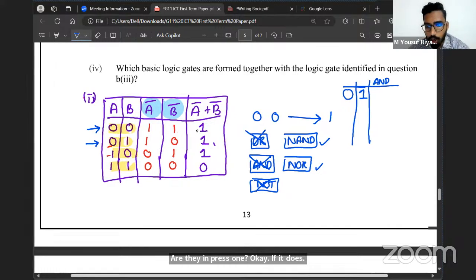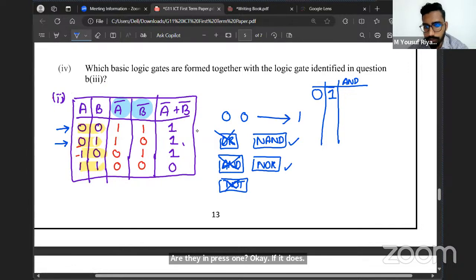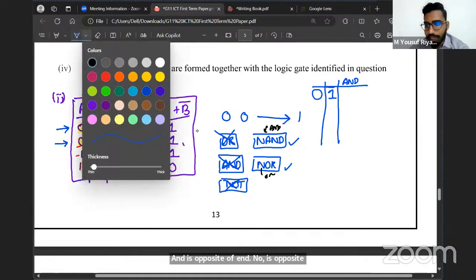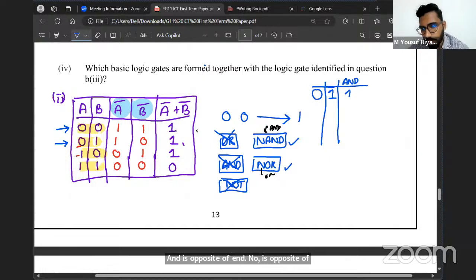NAND gate is the opposite of AND gate. NOR gate is the opposite of OR gate. Tell me, if it's an AND gate, 0 and 1 is going to give you 0. So based on that, NAND gate will give you 1, since NAND is the opposite of AND gate.